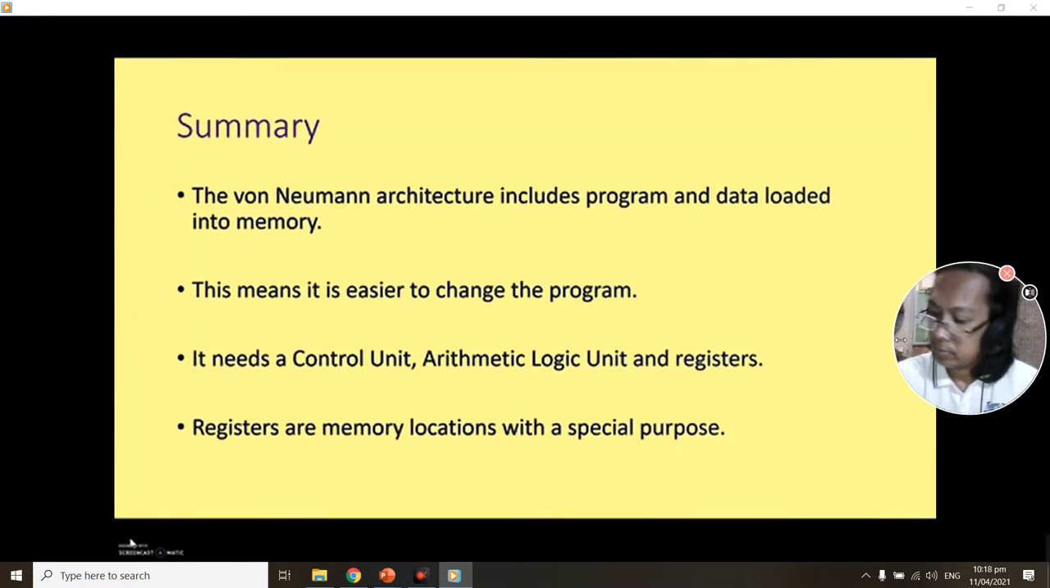This is what made it better than older systems like the Colossus. Sometimes the von Neumann architecture is called the stored program computer because the program is stored in memory. And this makes it a lot easier to change the program. It needs a control unit, an arithmetic logic unit, and registers. And registers are memory locations with a special purpose that are used temporarily while the computer is running.